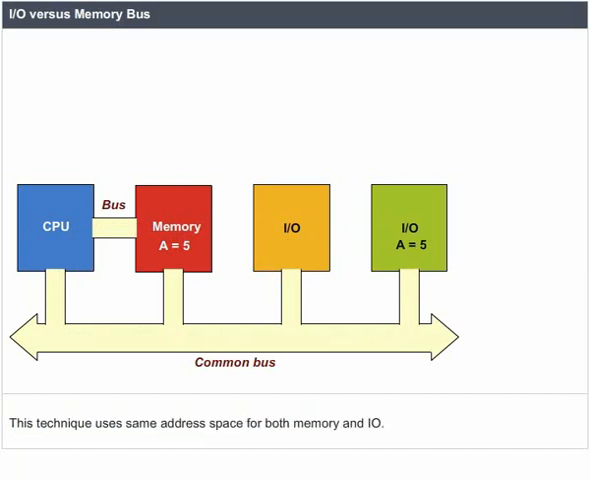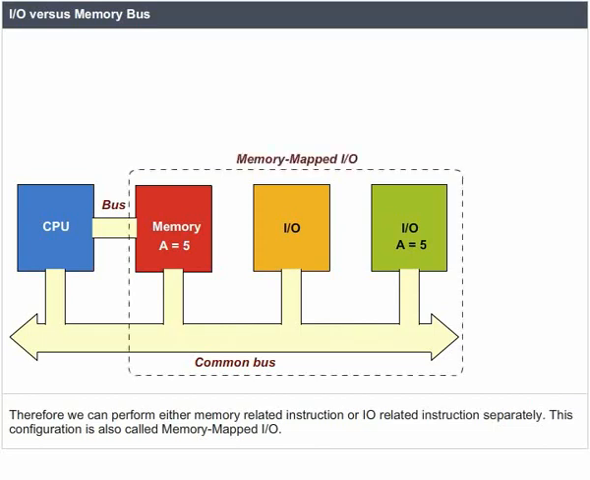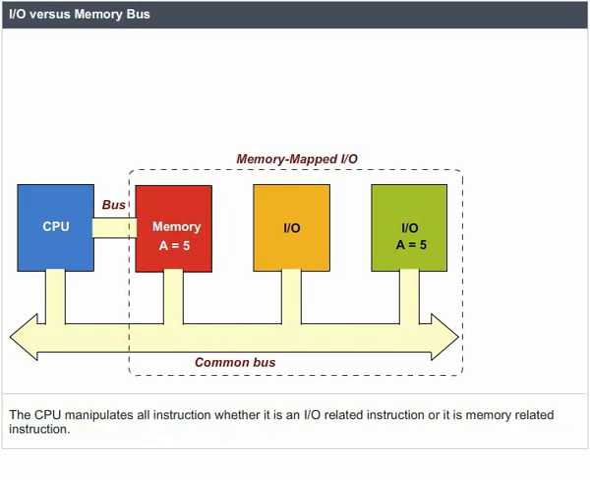This technique uses the same address space for both memory and input-output. Therefore, we can perform either memory-related instructions or IO-related instructions separately. This configuration is also called memory-mapped IO. The CPU manipulates all instructions, whether it is an IO-related instruction or a memory-related instruction.